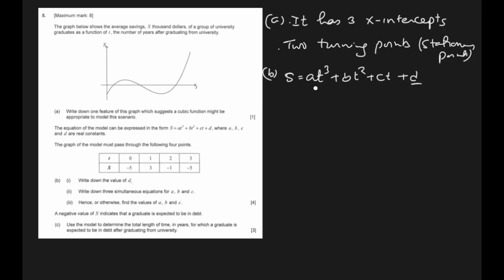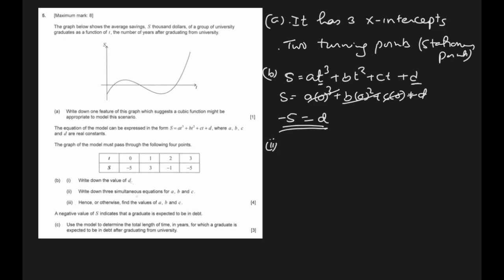I will find D if T is 0. If I make T equal to 0, this will become 0. So A0 cube plus B0 square plus C0 plus D. That will become S when T is 0. Look at your table. When T is 0, S is negative 5. That means negative 5 is equal to D because everything else is 0, and that is the value of D, negative 5. Part 2.